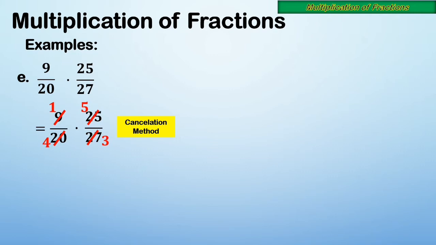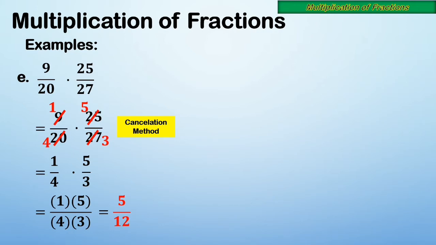Because of that, na-simplify na natin. Sa simula pa lang, meron na tayong panibagong factors, which is 1/4 times 5 over 3, mas madali kasi nakasimplify na. Then 1 times 5 is 5 and 4 times 3 is 12. And 5 over 12 is already in the lowest term. Yun ang cancellation method.